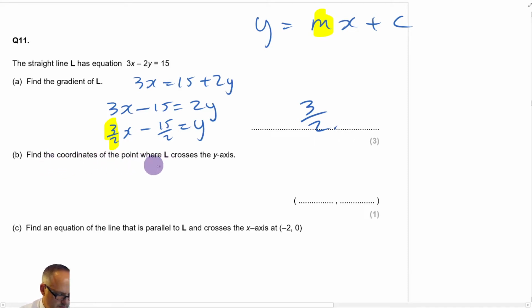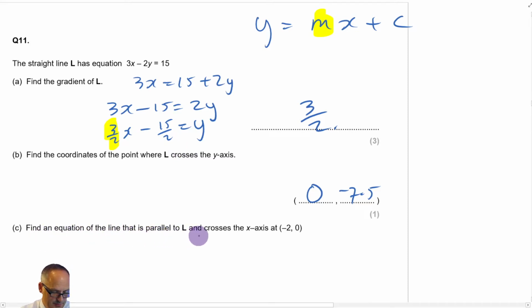Find the coordinates where L crosses the y-axis. Well, we've done that. It's minus 15 over 2. That's nice and easy because I've already done that. So it's going to be at the point 0, and you could put minus 7.5 or you could put minus 15 over 2. It doesn't matter.